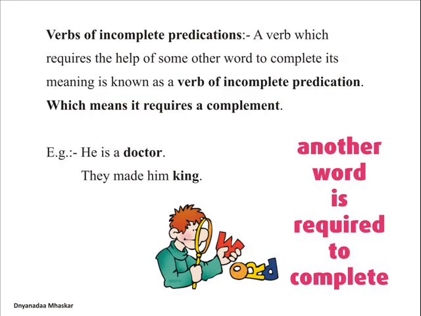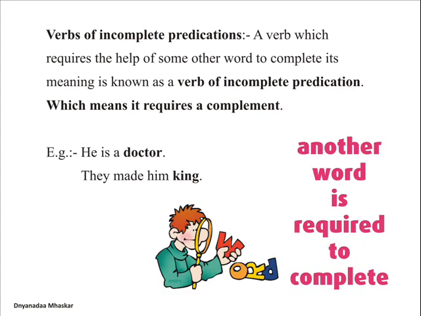Let us see what are verbs of incomplete predication. A verb which requires the help of some other word to complete its meaning is known as a verb of incomplete predication, which means it requires a complement. What does complement mean? It needs something to make the sentence clear. Otherwise, we have questions: who, what. So what do these complements provide? They provide us with a complete answer.